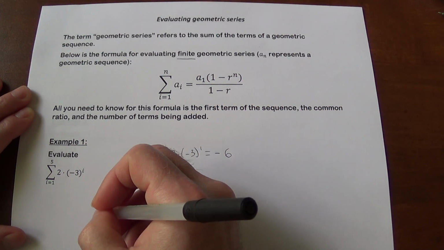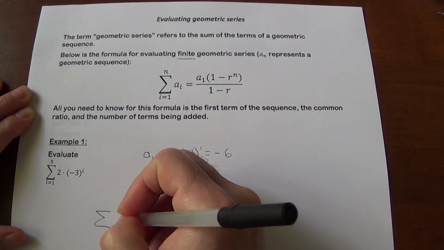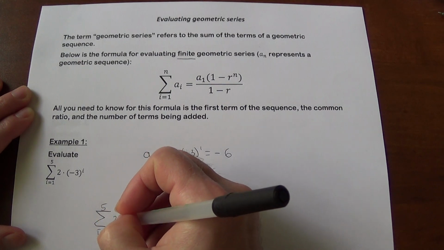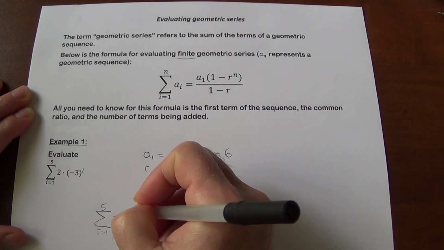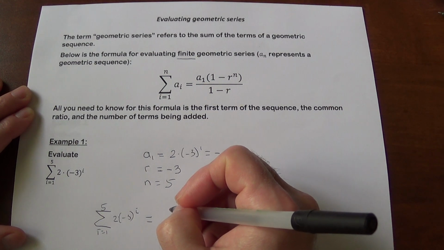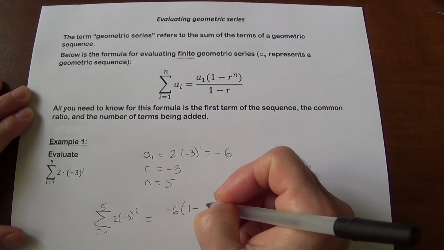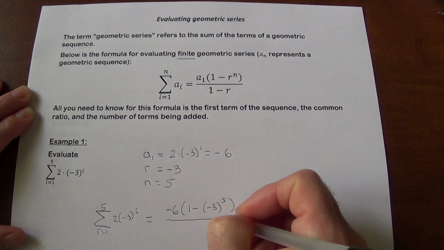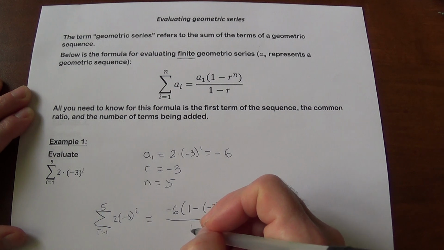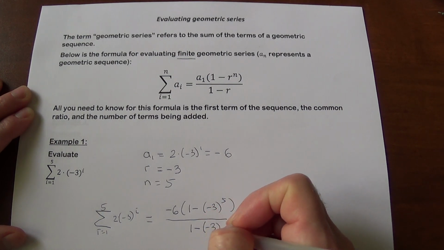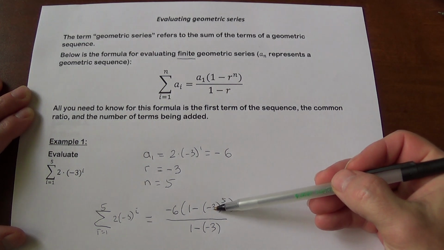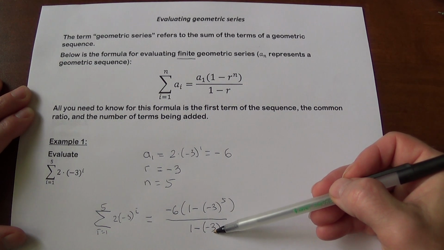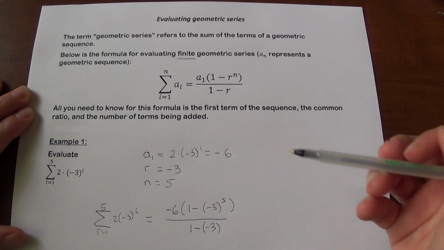So there's the formula. We're going to do sigma from 1 to 5 of this expression, and that's going to be the first term, negative 6, times 1 minus negative 3 to the power 5, all over 1 minus negative 3. You have to be very careful here because the value of r is negative. You need to put a parenthesis around that. You also need to make sure that you enter that as negative 3.